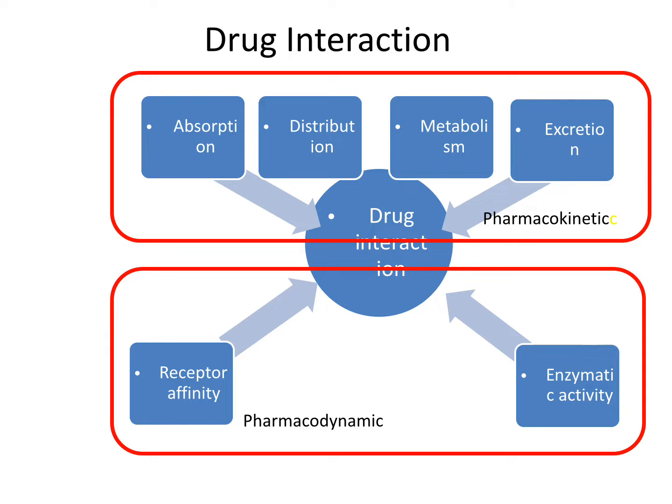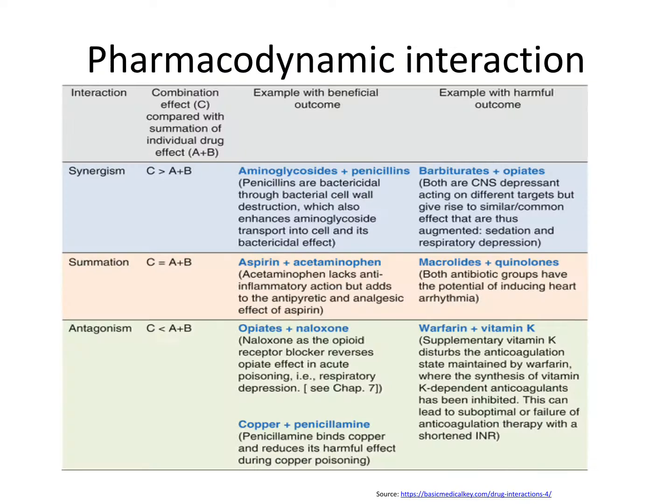Similarly, pharmacodynamic interaction happens when two drugs are given simultaneously. One drug will either be enhancing the affinity of the other drug, antagonizing the effect of the other drug, or adding up to the effect of the other drug. So, this is how pharmacodynamic interaction happens. In these cases also, the effect will be either more or less. Let us go through some examples of pharmacodynamic interactions.